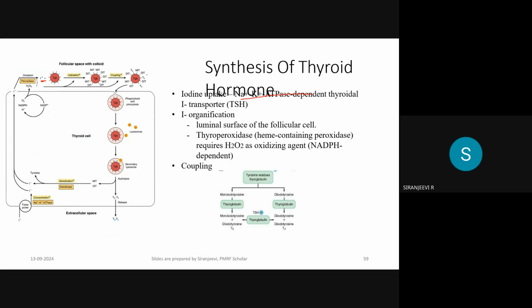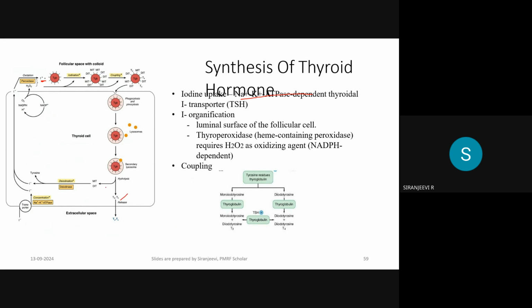And whenever the TSH signal is there in the body, that will lead to the degradation, or phagocytosis, of this thyroglobulin protein, where this thyroglobulin will be taken up by endocytosis, and by the action of lysosomes, this protein molecule will be degraded, and the secondary lysosome will form, and then the hydrolysis will happen. Due to the hydrolysis, T3 and T4 will be released.